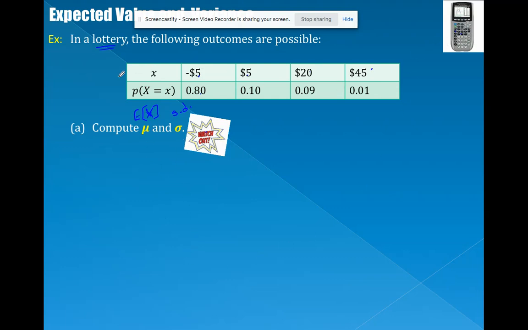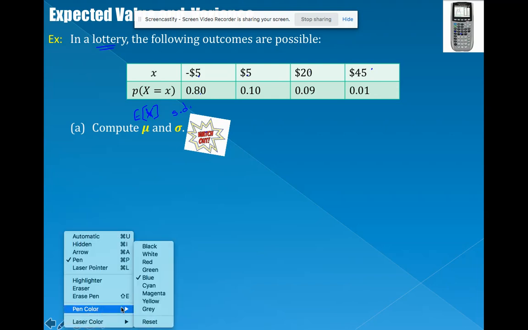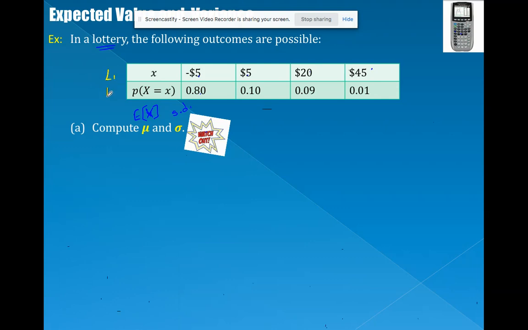So you're allowed to pull out this calculator, put your outcomes in L1, put your probabilities in L2, run your one variable stat on your list L1 with your frequency L2, and get these values. Now be careful.